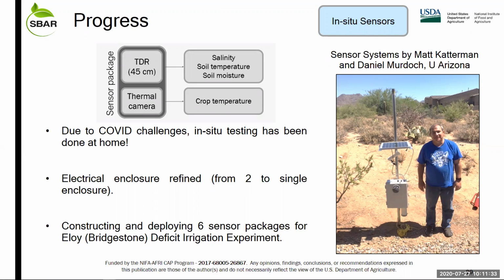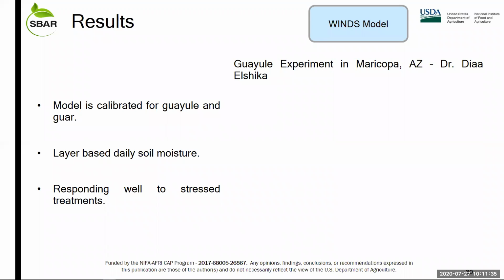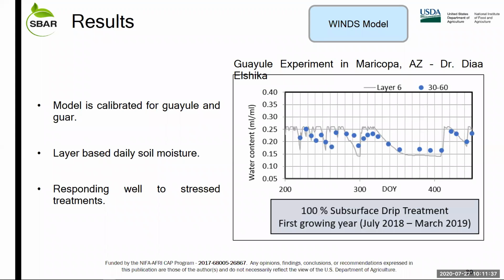Coming to the next slide, can I have one more click? All right, here I am presenting the results of the WINS model. The WINS model has been successfully calibrated for both crops, guayule as well as guar. One unique part of the WINS model is that it does layer-based analysis, so we have the water content for each layer. Generally, we have a 20 centimeter interval for each soil depth.